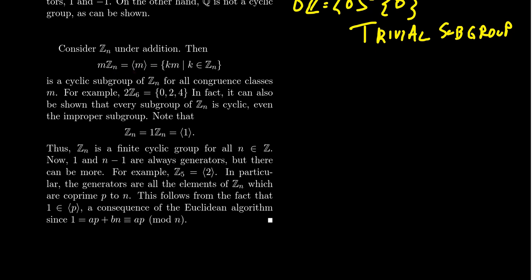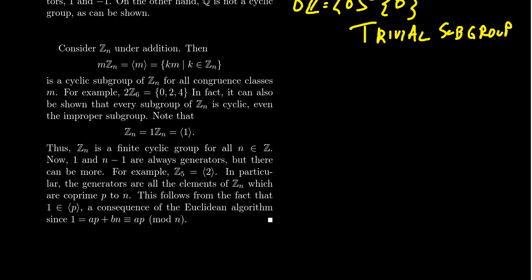Let's consider the group Z6. And if you take 2Z6, we're looking for those multiples of 2 when you're working mod 6. So you get 0, 2, and 4. Notice that the next one would be 6, which is just 0 again. The next one would be 8, which is just 2 again. The next one would be 10, which is just 4 again. And it just repeats itself over and over again. So 2Z6 is this subgroup right here.